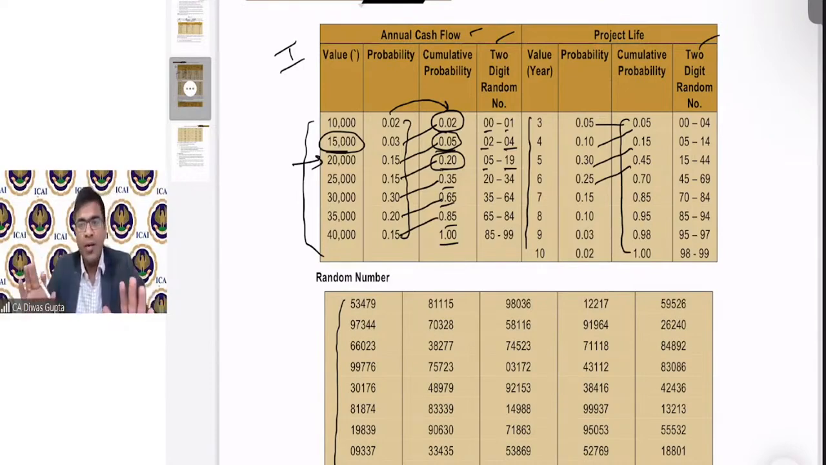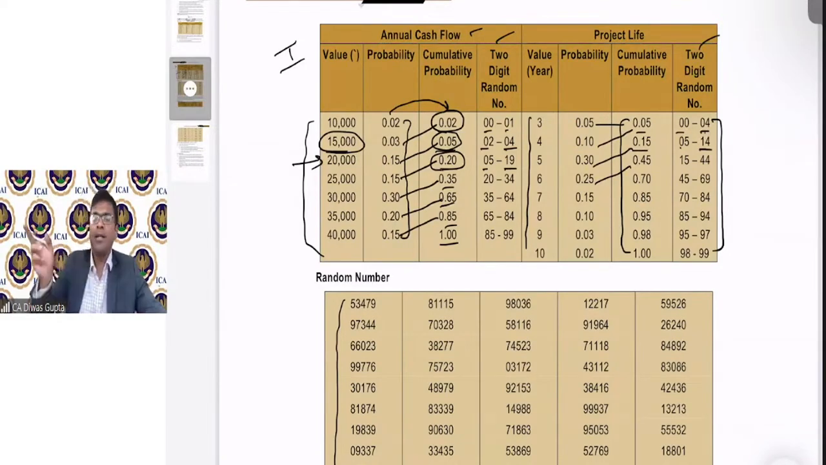So students, till now, are you here with me? The same thing has happened for the project life. 0.05, like 00 to 04. Then 15, so 05 to 14. So the upper limit and lower limit have been defined in that range.